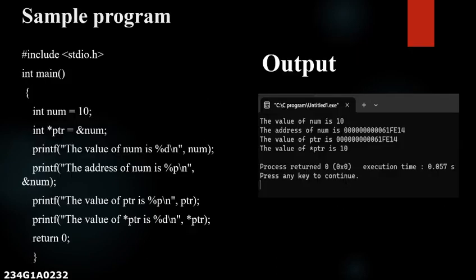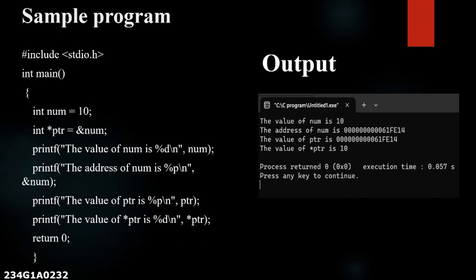Let us see a sample program. Hash include stdio.h, int main. Int num is equal to 10. Int asterisk ptr is equal to ampersand num. To know the value of num, we need to print: the value of num is percentage d slash n. To know the address of num, printf, the address of num is percentage p slash n. To know the value of the pointer, printf, the value of ptr is percentage p slash n. To know the value pointed to by the pointer, printf, the value of asterisk ptr is percentage d slash n.